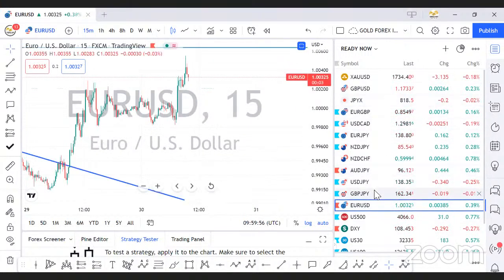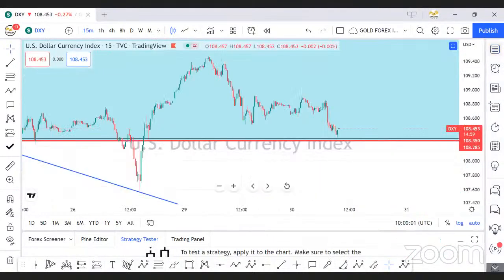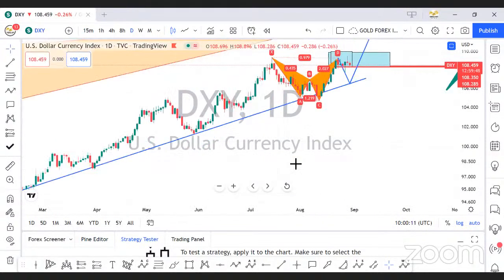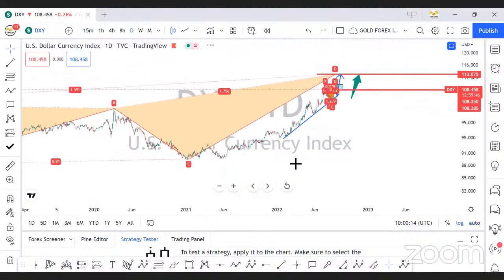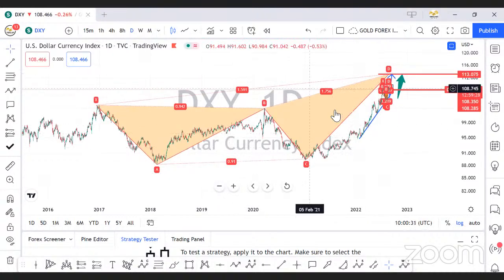So let's look at DXY. So DXY, we still have some boosts to come in with the dollar index. The dollar index has not completed. I'm expecting to hit the 113.075 level here, to complete the deep crab pattern. 1.618 to complete this deep crab pattern.